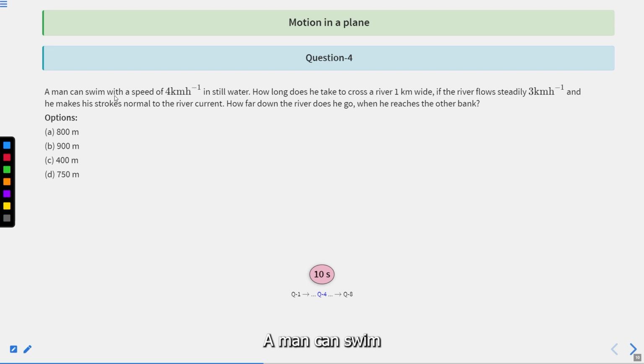A man can swim with a speed of 4 km per hour in still water. How long does it take to cross a river 1 km wide if the river flows steadily at 3 km per hour and he makes his strokes normal to the river current? How far down the river does he go when he reaches the other bank?